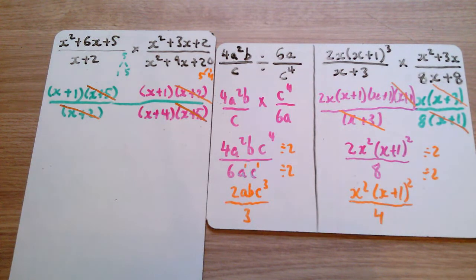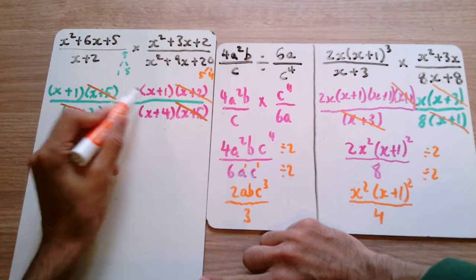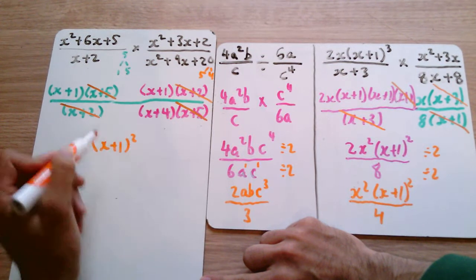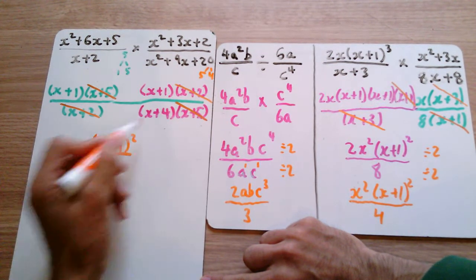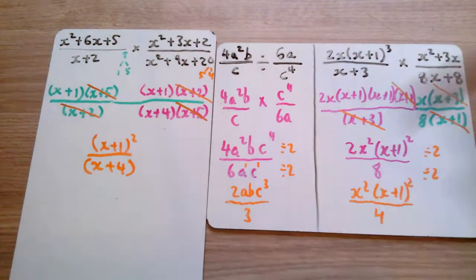So now we simply need to bring this all together and finish up our question by collecting what is on the numerator and the denominator. On the numerator, we've got x plus 1 times x plus 1. That is (x plus 1) squared. And on the denominator, we just have x plus 4. That has been fully simplified, and we can leave it like that. That looks very neat and tidy.